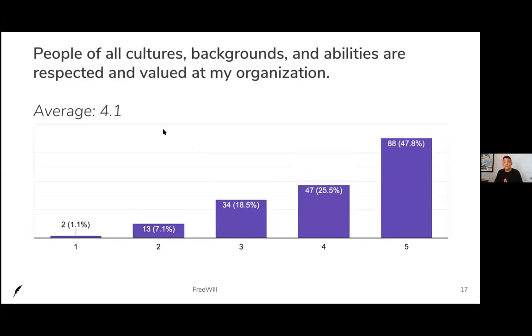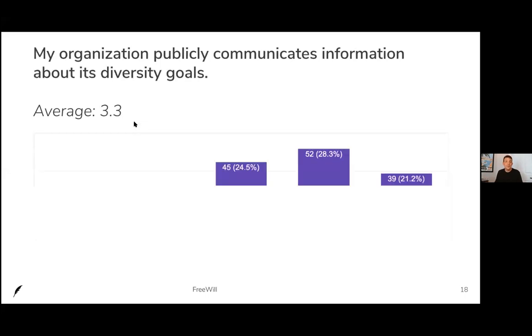We asked whether folks of all cultures and backgrounds are respected and valued at the organization. And again, about half rated it very highly out of 5. A quarter say a 4, and then there's some drifting. So about a quarter of the organizations are at a 3 or below. Again, you see very few in this sort of 1 territory. It's not terrible, but obviously there's a lot of room for growth for at least half of these organizations.